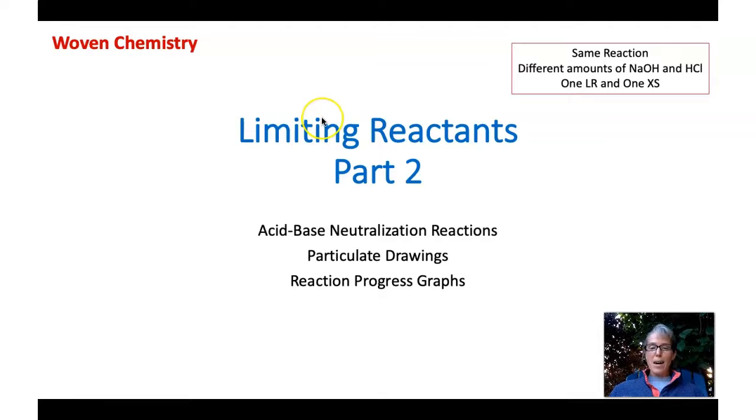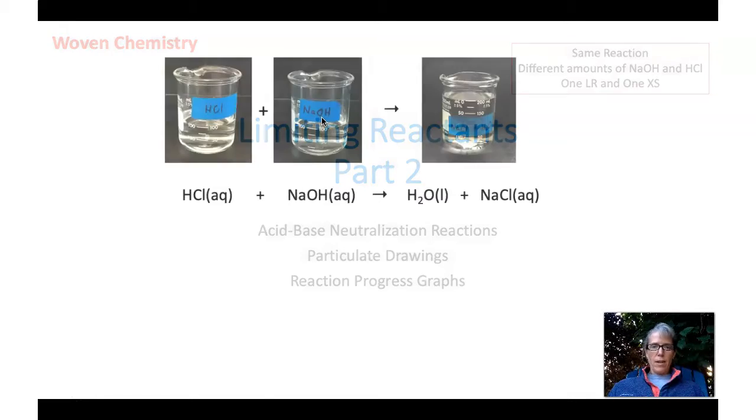We'll see. But what we're going to do differently in this video compared to the last is that we're going to take the same reaction, but we're going to use different quantities of the base and the acid. So that will set us up to have one limiting reactant and one excess. Okay, so let's get started.